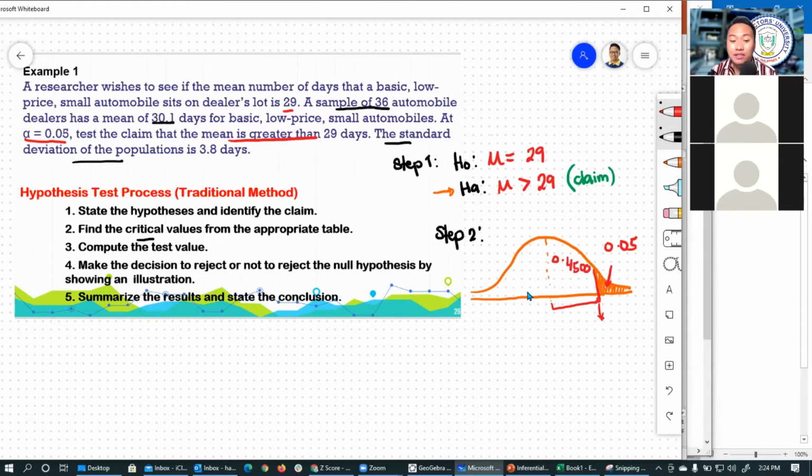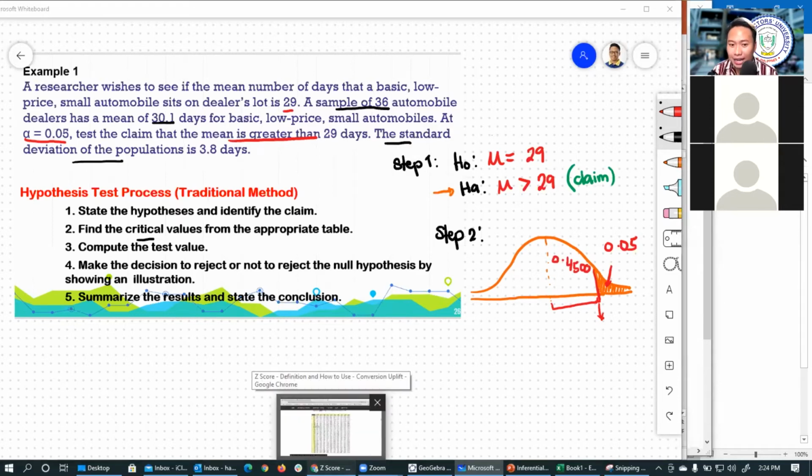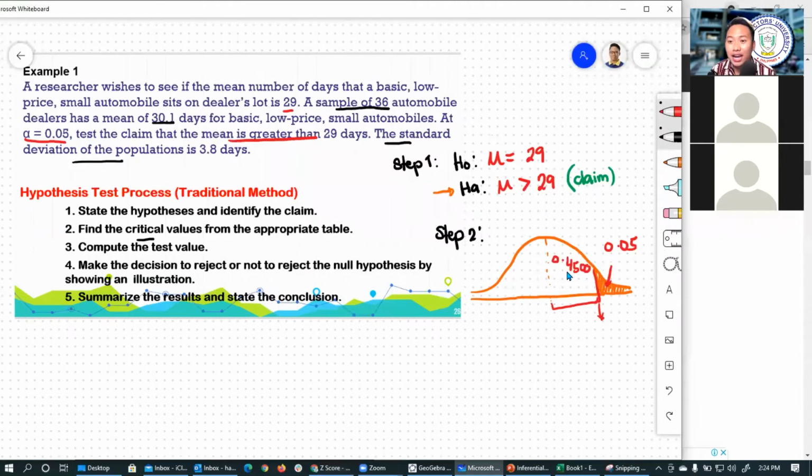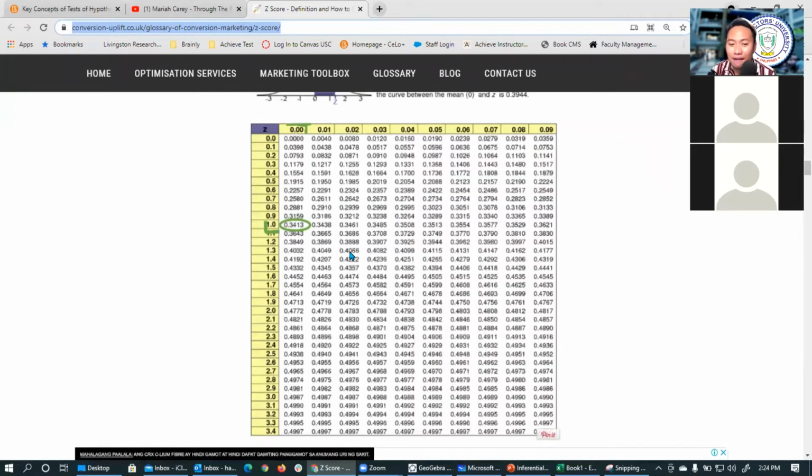And then we're gonna be using the z table. Okay? Remember I said before that all these numbers in the white portion are areas from 0 to a specific z-score. Now, in our illustration here, the area from 0 to whatever value we have here is 0.4500. So we're gonna look for where the 0.4500 is in this situation. So where is the 0.4500?